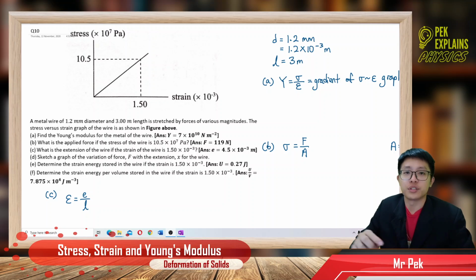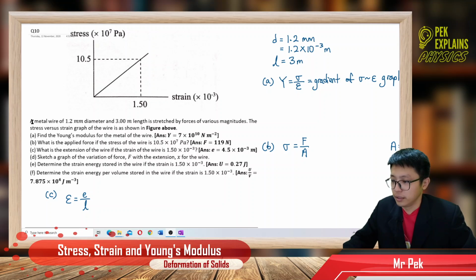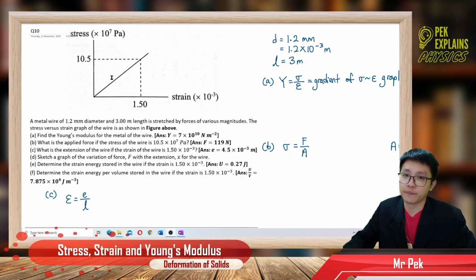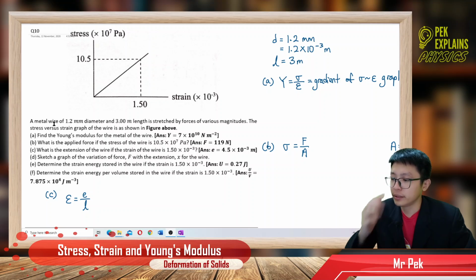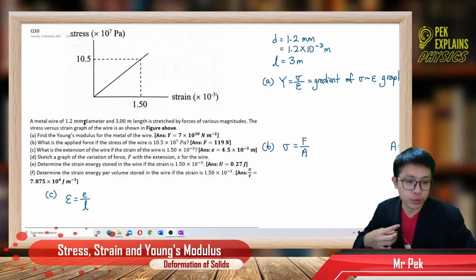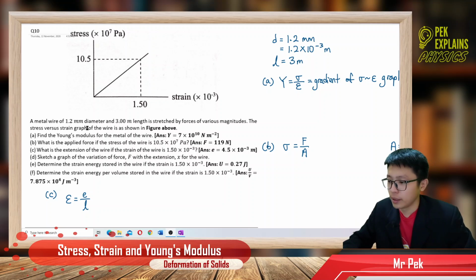Okay, welcome to question 10. This question is about a stress-strain graph. A metal wire of 1.2 millimeter diameter. This is millimeter, you need to change to meter later on. And 3-meter length, which gives you the original length.